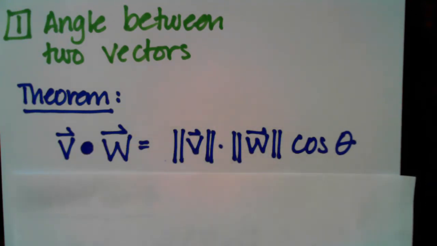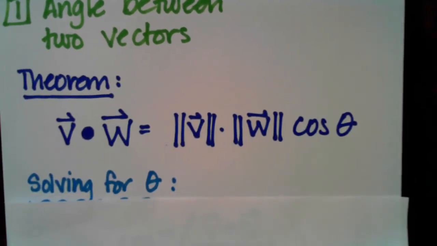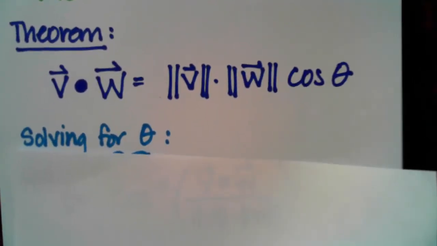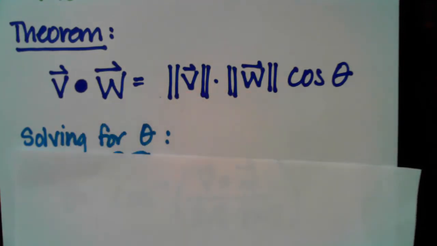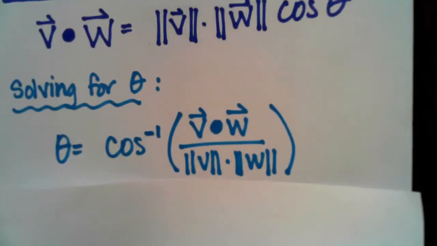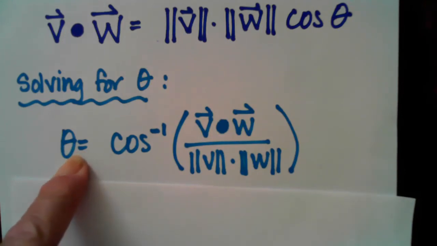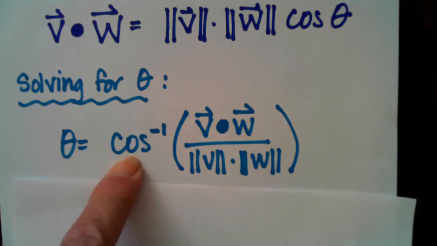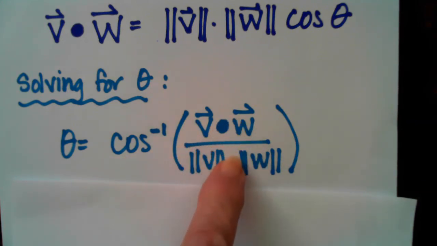If we use this theorem and solve it for theta, so what we would do is divide both sides by this product of the magnitudes, and then take the arc cosine of both sides, we end up with this equation. You say, oh, to find the angle between any two vectors, we take the arc cosine or the inverse cosine of the dot product divided by the product of the magnitudes.